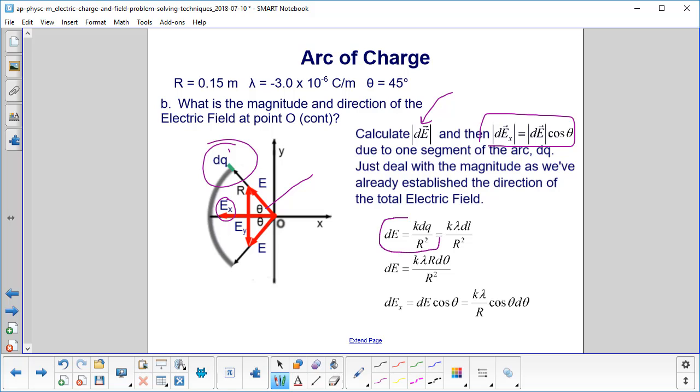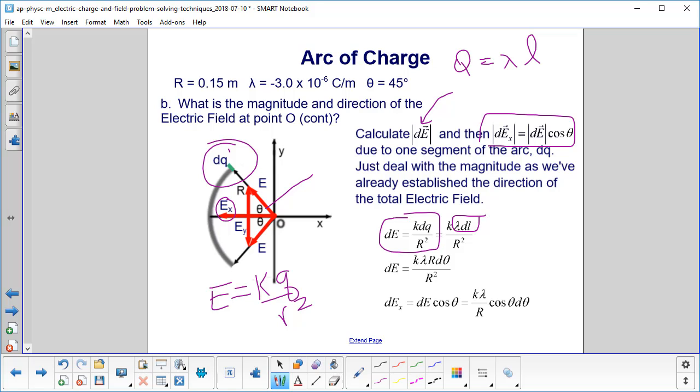That's just kind of the definition of the electric field due to a point charge. And we're considering this dq a point charge. But what is dq equal to? Well, we have Q is equal to lambda L. So dq would just be lambda dL, right? Just take the differential. And since lambda is a constant, that comes out in front of the dL.